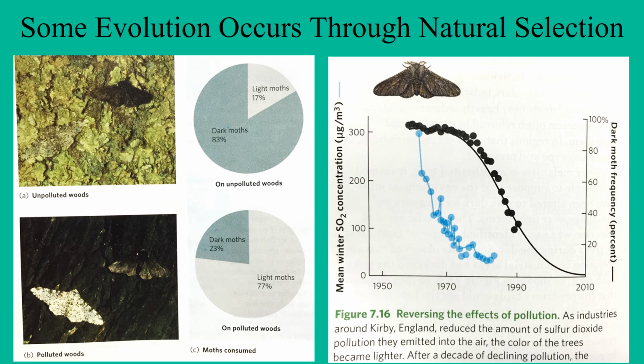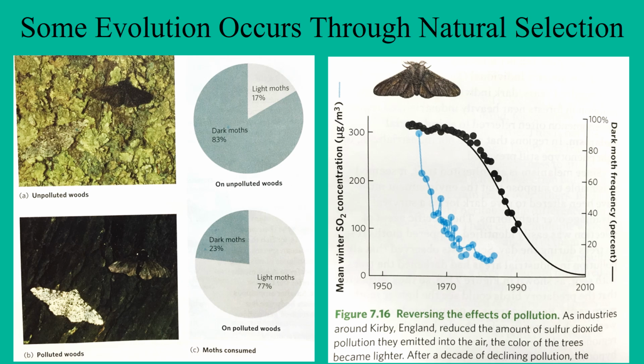The way this works is in unpolluted woods, dark morphs were 83% of the bugs that got consumed. Light morphs only 17%. So again, strong selective pressure. And then in the polluted woods, the light morphs were overwhelmingly consumed, 3-to-1 over the dark morphs.